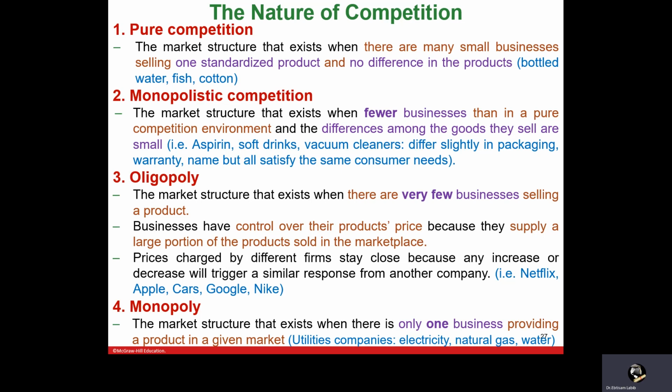The last one is the monopoly. It's the market structure that exists when there is only one business providing a product in a given market. Okay, like the utility companies. For example, there is only one electricity company. There will be only one natural gas company. There will be only one national water company in a certain market.